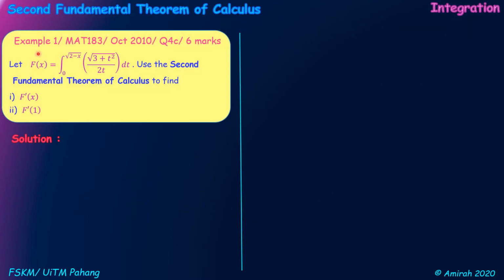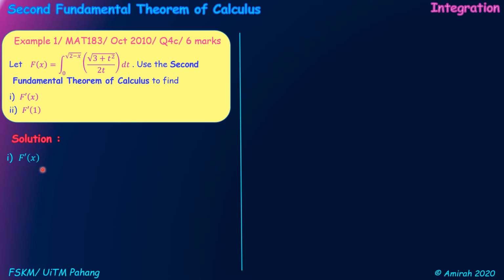Now we look at example 1 from previous semester papers. Let f(x) equal the integral from 0 to square root of 2 minus x, of (square root of 3 plus t) squared over 2t dt. Use the second fundamental theorem of calculus to find number 1, f prime x, and number 2, f prime 1. First, we solve number 1, f prime x.